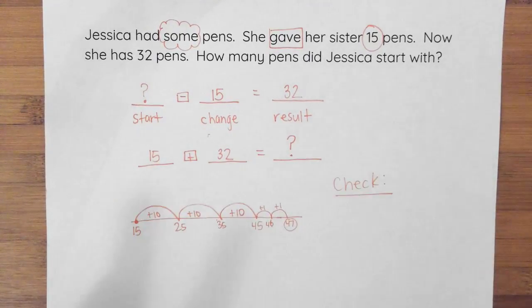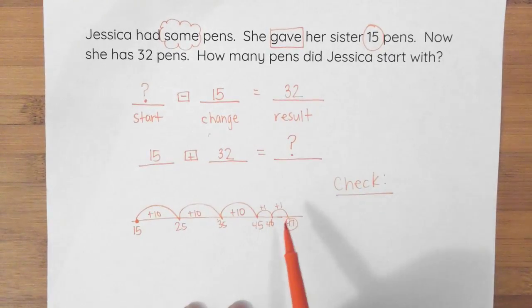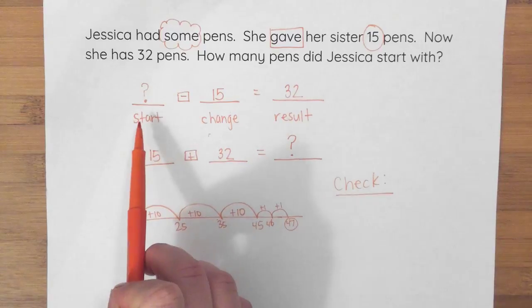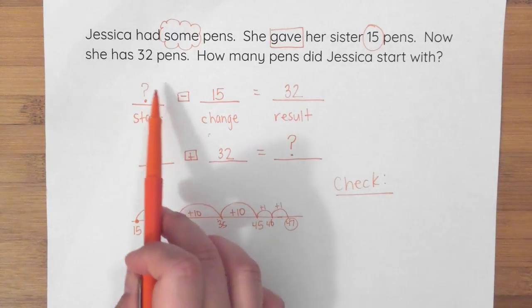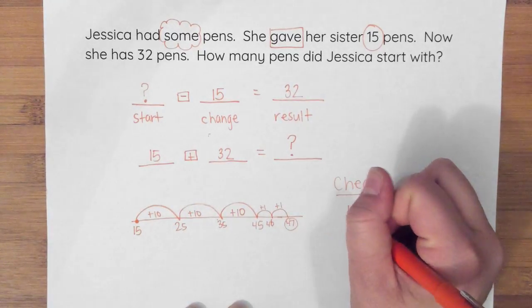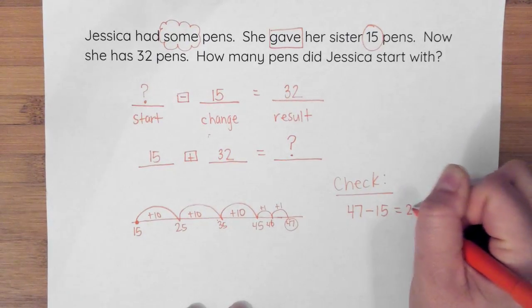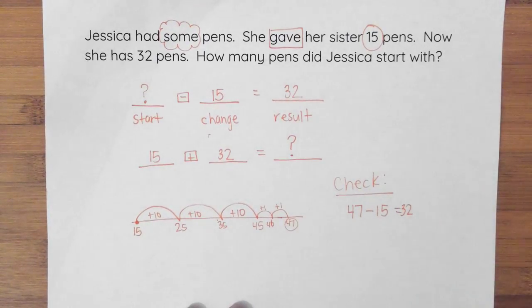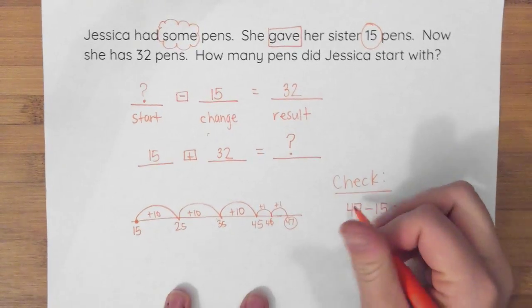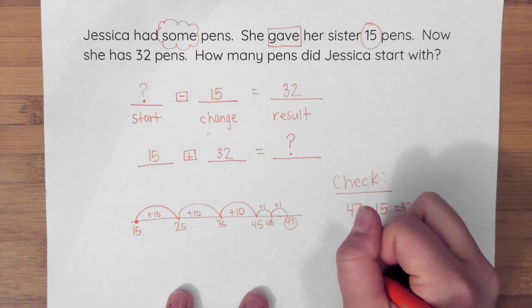I'm going to check this. So before I'm 100% sure, I'm going to check it and make sure. So I know if I were to put the 47 back up here at the start where it was my original unknown, I have 47 minus 15, and I'm going to check and make sure it does equal 32. So I'm going to do a check with a picture.